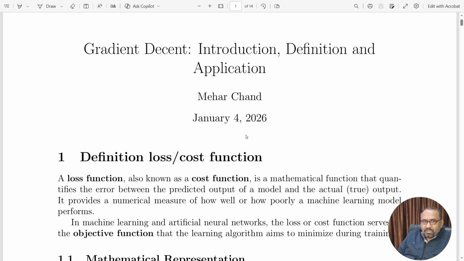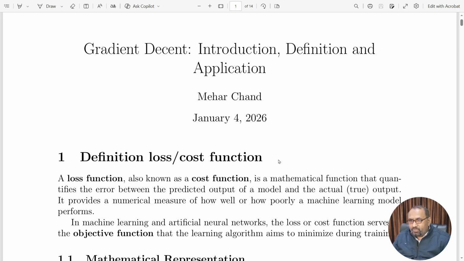Starting from very basic intuition, we will move step by step through single variable, two variable, three variable and general n variable gradient descent, supported by mathematical formulations and solved examples. By the end of this lecture, you will have a clear understanding of how models learn from data, why gradient descent is so important, and how it forms the foundation of modern machine learning and deep learning techniques. Let us begin with the concept of the loss or cost function.